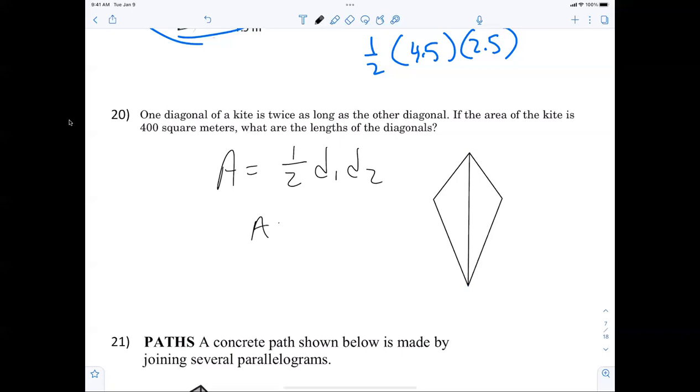So area of the triangle is 1/2 base times height. Does everybody agree with that? All right. So what is this base right here? I'm just saying, what is that base? A diagonal. Does everybody agree with that?